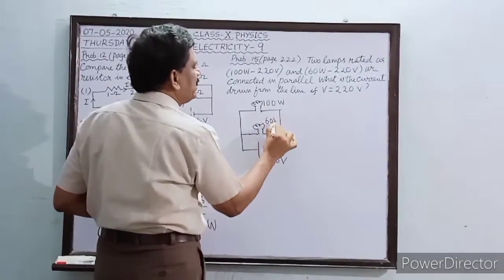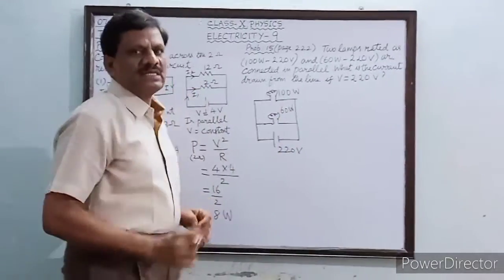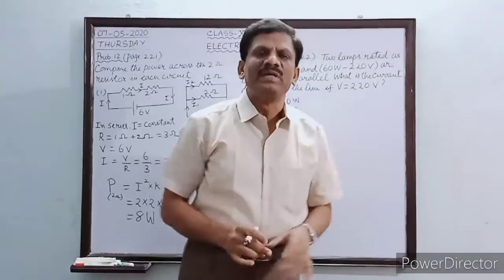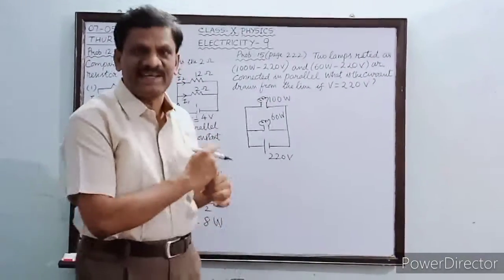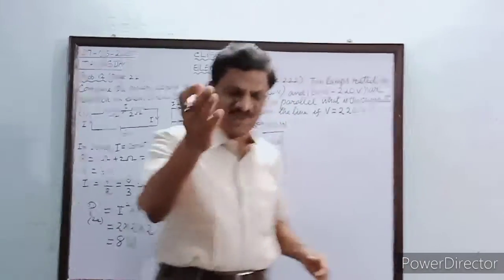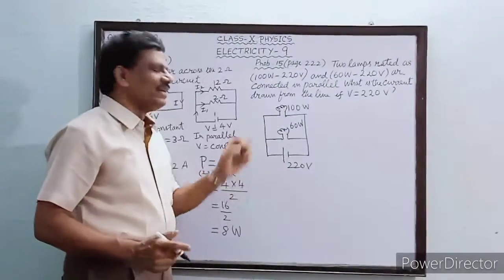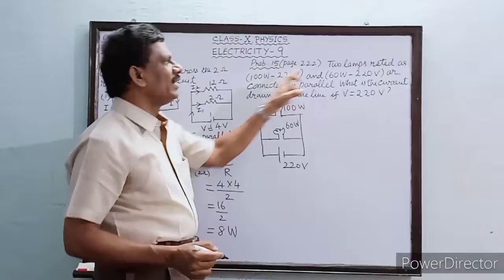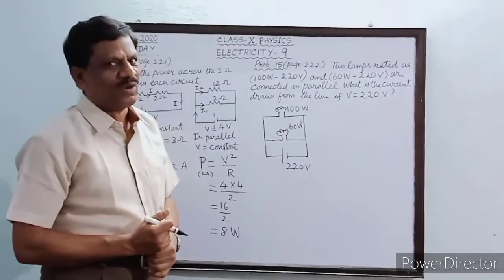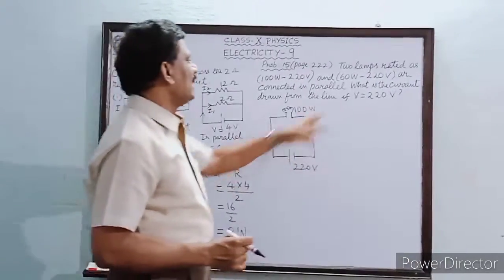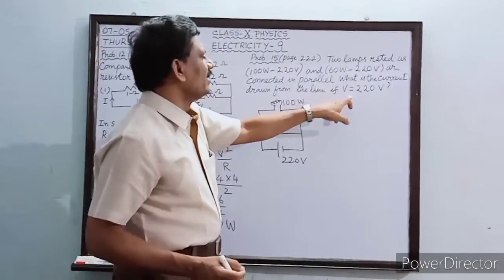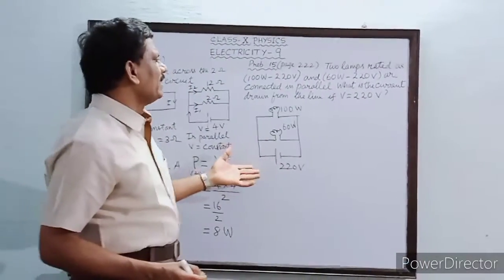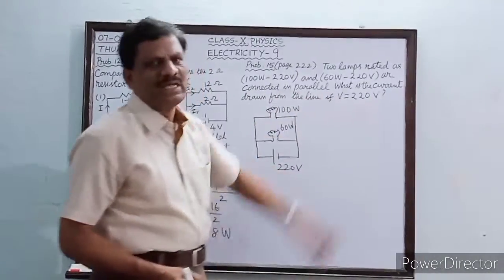This is 60 watt. Since they are connected in parallel, you tell me, will the potential difference across them be same or different? Just now we have seen. You are right, that's good. The potential difference across both the bulbs will be 220 volt. Is it not? So what is asked here? What is the current drawn from the line? Total current. The total current drawn from the line is being asked.